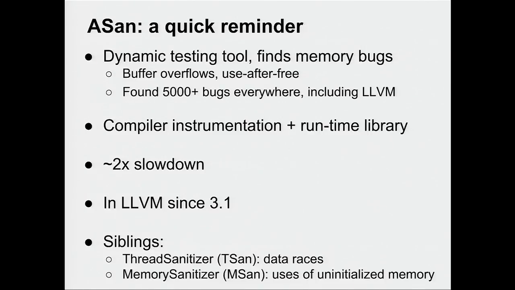We develop other dynamic testing tools as well, ThreadSanitizer, which finds data races in C++ and Go, and MemorySanitizer, which finds uses of uninitialized memory. All of these tools are using the same strategy. That is, all of them consist of compiler instrumentation passes and the runtime library, which share a lot of code.